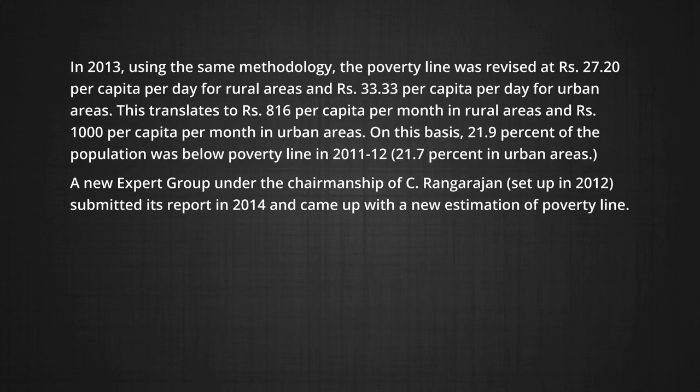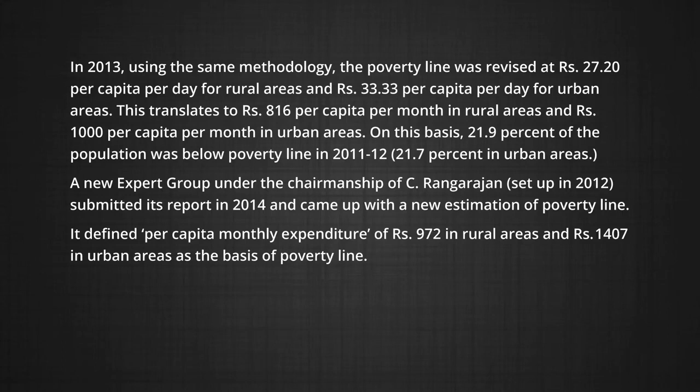A new expert committee under the chairmanship of C. Rangarajan was set up again in 2012, and it submitted its report in 2014. They came up with a new estimation of the poverty line. How did it define it? It defined per capita monthly expenditure of rupees 972 in rural areas and rupees 1407 in urban areas as the basis of the poverty line.